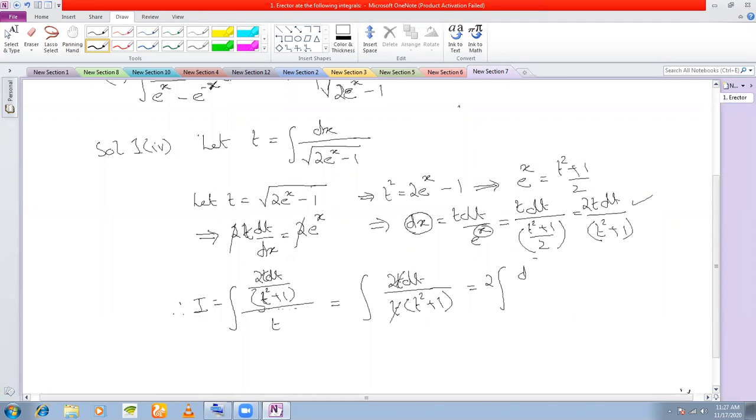So this t and this t have cancelled. You can take 2 out and you get dt by t square plus 1. And what is the integration of 1 over 1 plus t square? It is tan inverse t. So 2 tan inverse t plus c. And put back the value of t. You get 2 tan inverse of root over twice e to the power of x minus 1, plus c. So that is where we stop for today.